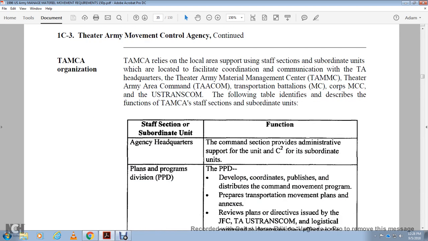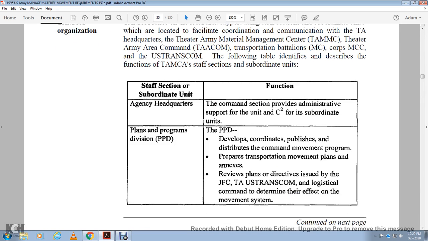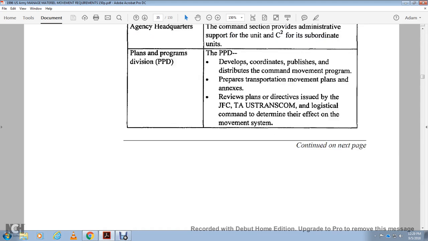staff sections and subordinates. The agency headquarters command section will provide the administrative support with the unit C-square for the subordinate unit. The plans and programs division develops and coordinates with the publisher and distributes combat and command movement. The program prepares transportation movement plans and annexes, and reviews plan directives issued by the Joint Force Command, Theater Army, U.S. Transportation Command, and Logistics Command to determine the effect on the movement system.